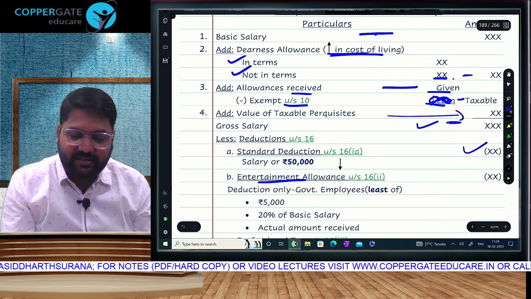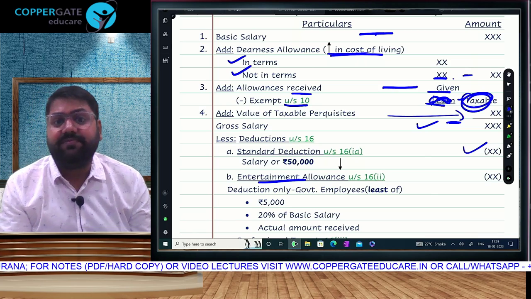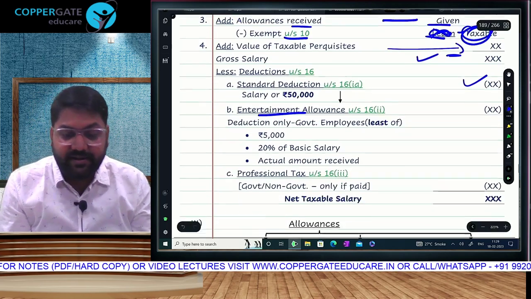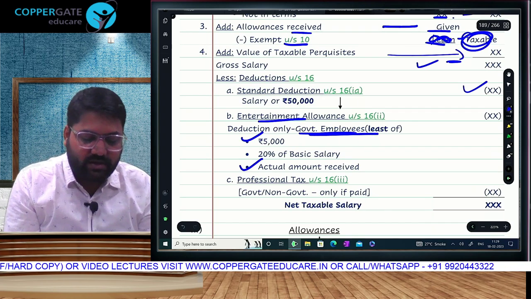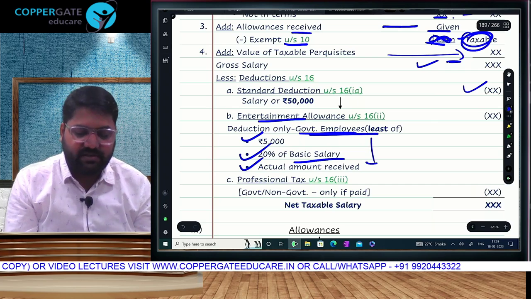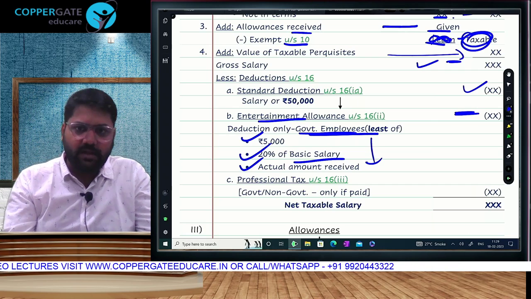Here there will be nothing exempt, whether government or non-government, it will fully come here because we are not giving any exemption, we are giving a deduction, and that deduction will be only for government employees. 5,000 rupees, actual amount received, or 20% of basic salary, whichever is lowest, only for government employees. For non-government it is fully taxable.